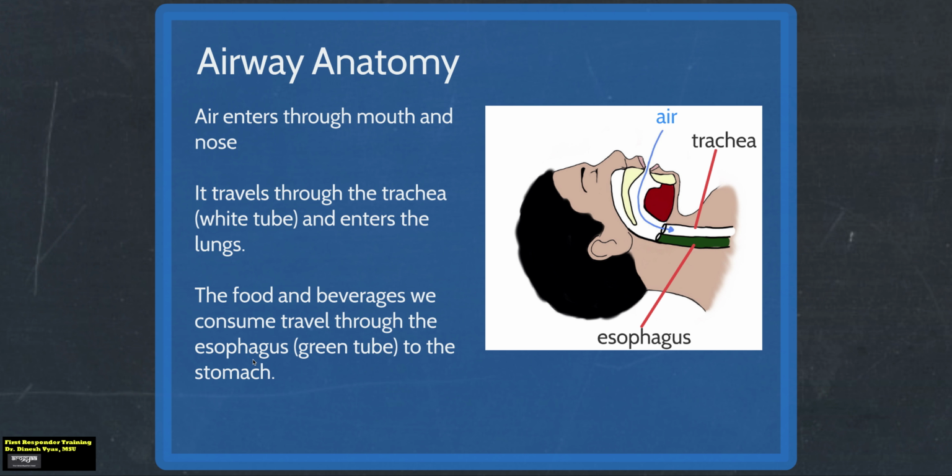Here we will review our airway anatomy. Air enters through the nose and through the mouth and travels through the trachea, represented here by the white tube, to enter the lungs. The food and beverages we consume travel through the esophagus, represented here by the green tube, to enter the stomach.